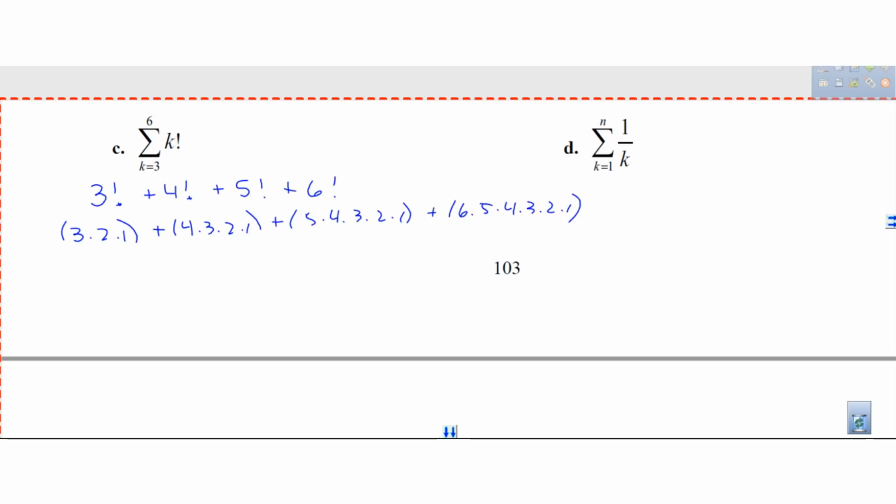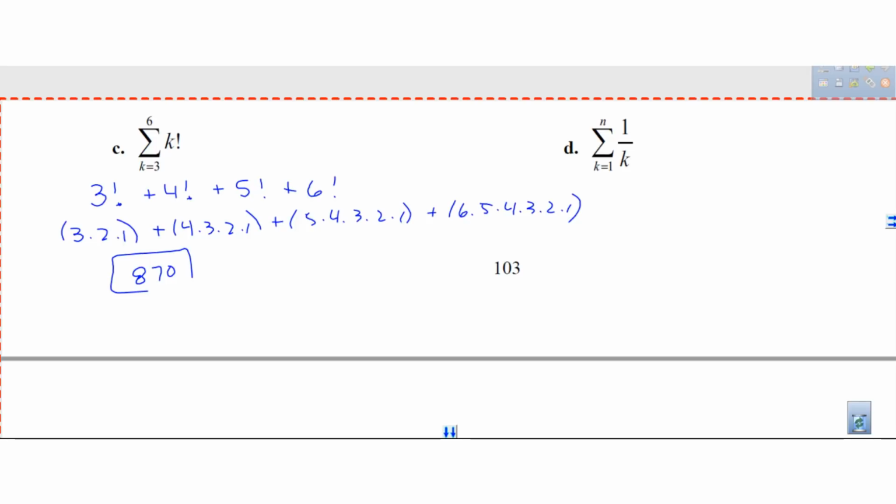If it was on my homework, I think I would just put it in my calculator. So I'd go 3, math PRB, right, enter, plus 4, PRB, right, enter, plus 5, PRB, right, enter, plus 6, PRB, right, enter, and my answer is 870, and I'm done.